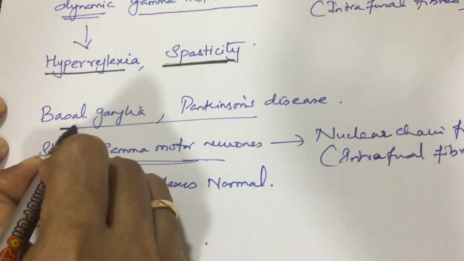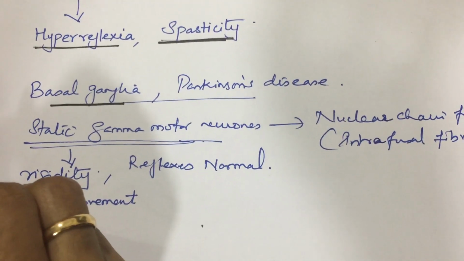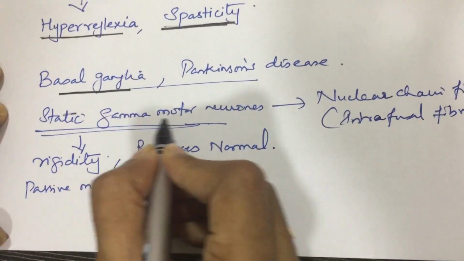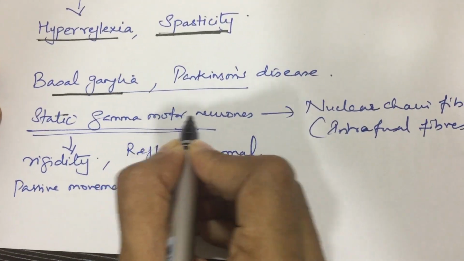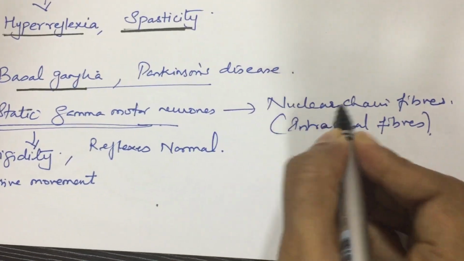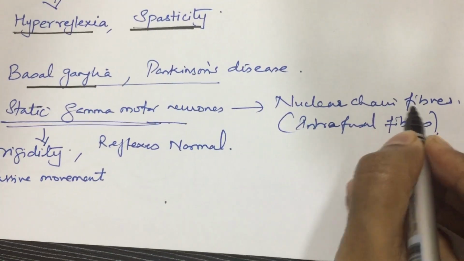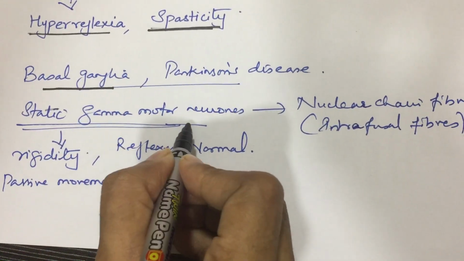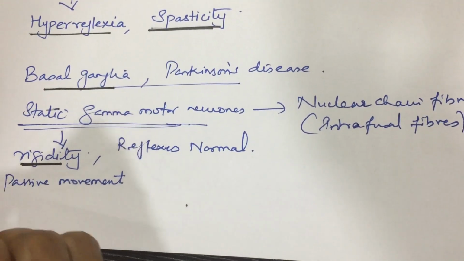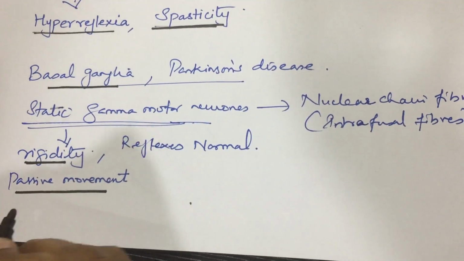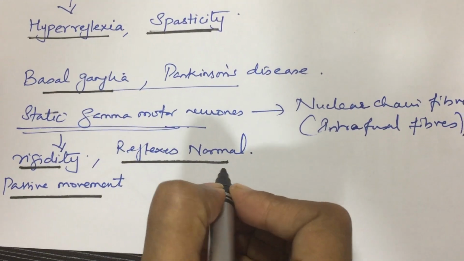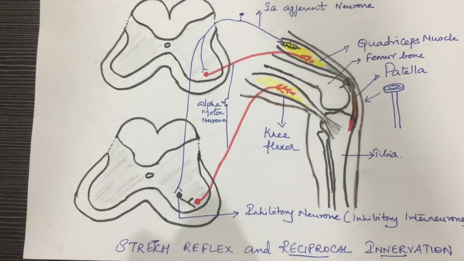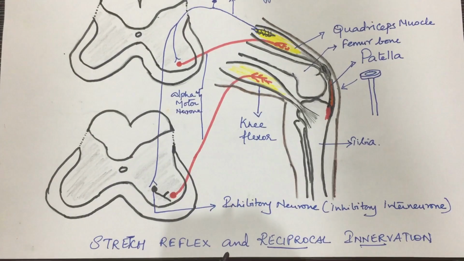In conditions where the basal ganglia are involved, when there is a pathology in the basal ganglia, for example Parkinson's disease, the static gamma motor neurons are affected. The static gamma motor neurons innervate the nuclear chain fibers. The nuclear chain fibers are also a type of intrafusal muscle fiber. When the static gamma motor neurons are affected, it results in rigidity of the muscles throughout the passive movement, whereas the reflexes are normal.